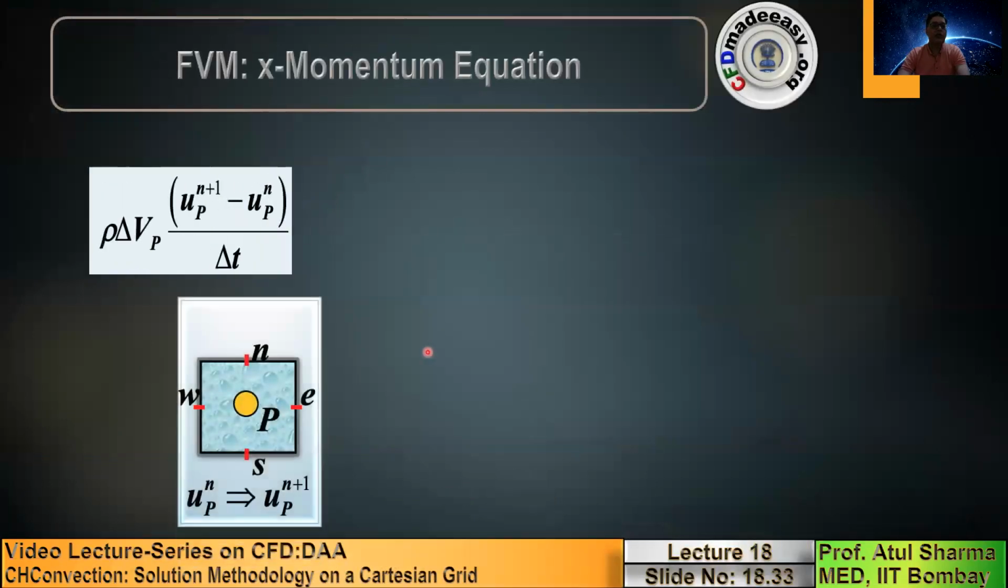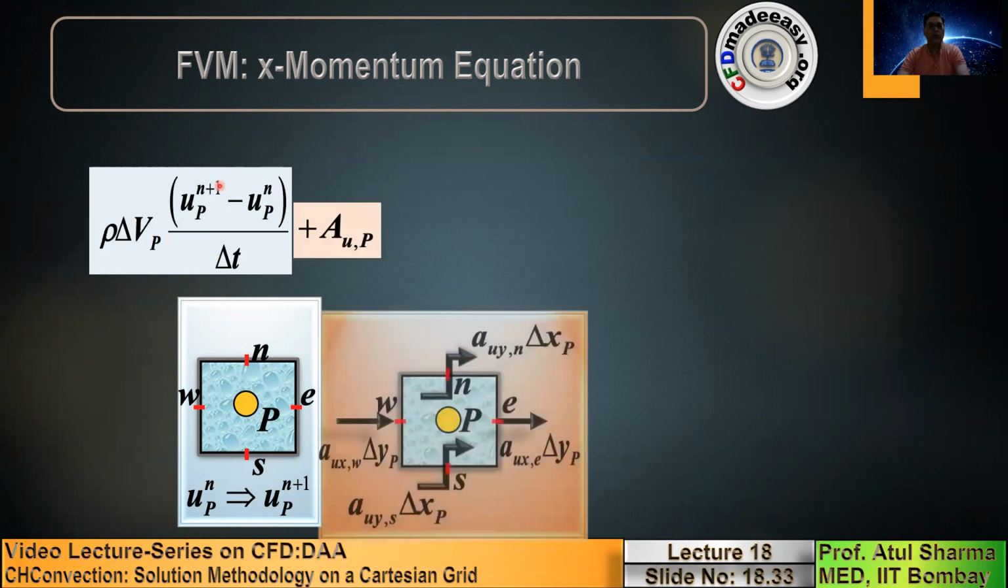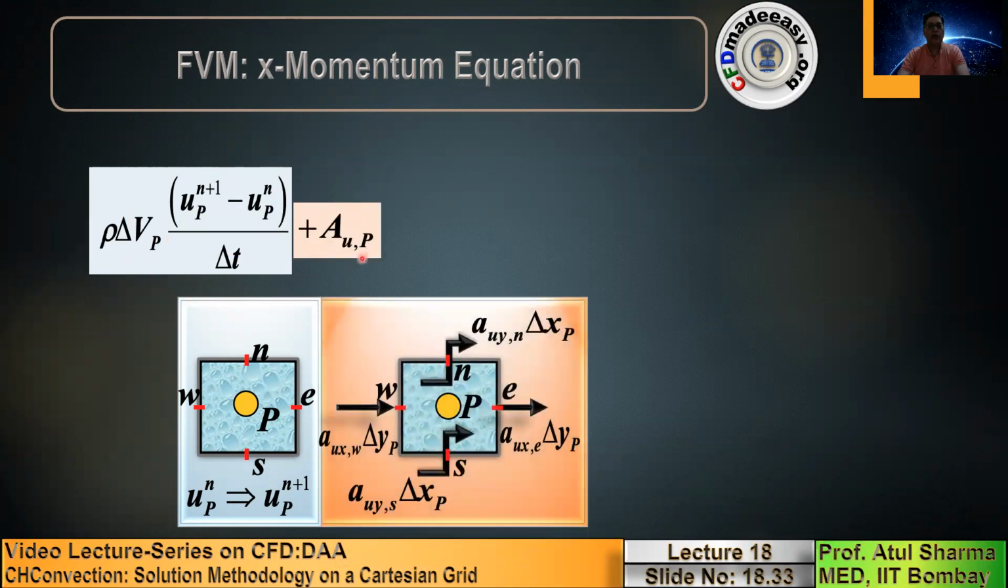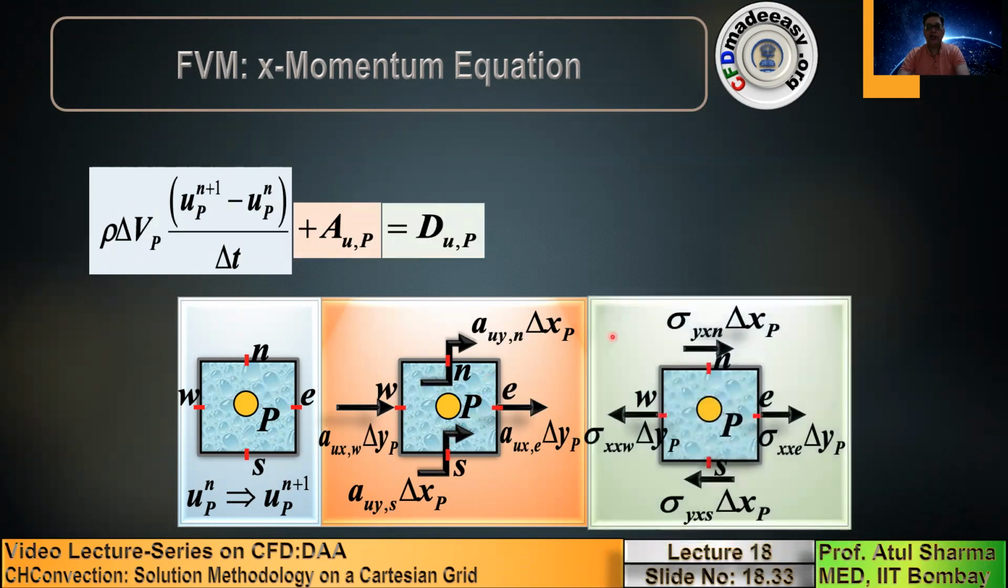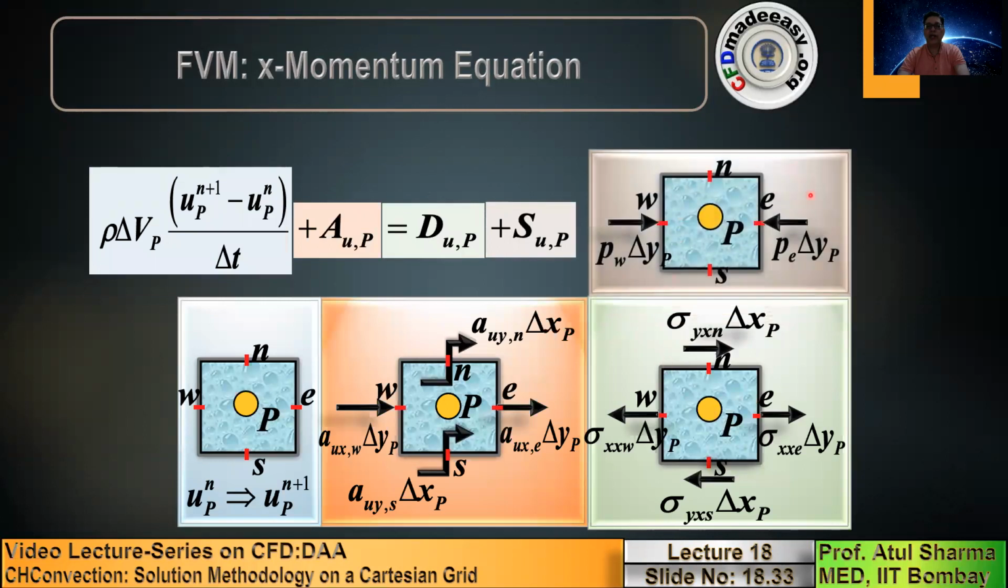So this is the rate of change of x momentum stored inside the control volume in a linear algebraic form. This is the linear algebraic form of the net x momentum flow rate leaving across the surface of the control volume. This is the net viscous force acting on the surface of the control volume. This is the net pressure force acting in the x direction. This is the net viscous force acting in the x direction.